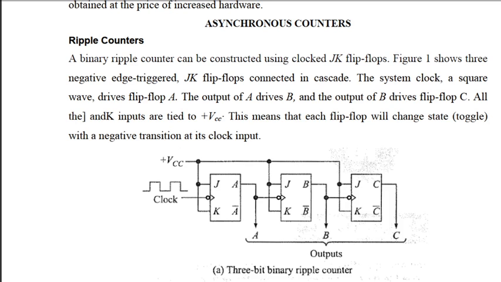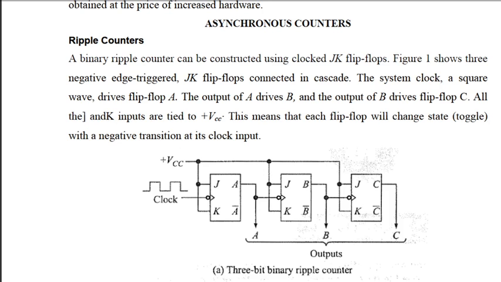The circuit diagram is shown: a 3-bit binary ripple counter. Here we are using JK flip-flops to make the asynchronous counter. Both J and K inputs are tied together and connected to plus VCC, so that means J is equal to 1 and K is equal to 1 always. A clock pulse is given to the first flip flop. That is a negative edge triggered clock pulse. The notch at the center indicates a negative edge triggered clock.